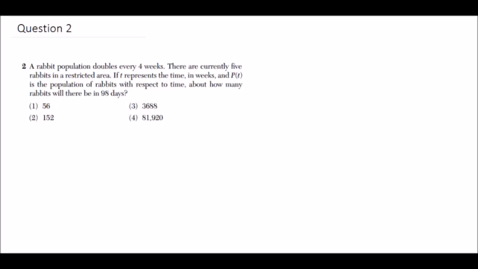This is question 2 on the Algebra 2 January 2017 Common Core Regents. And this is an exponential growth equation. So we have a rabbit population that doubles every 4 weeks. There are currently 5 rabbits in a restricted area. So at time t equals 0, we have 5 rabbits.